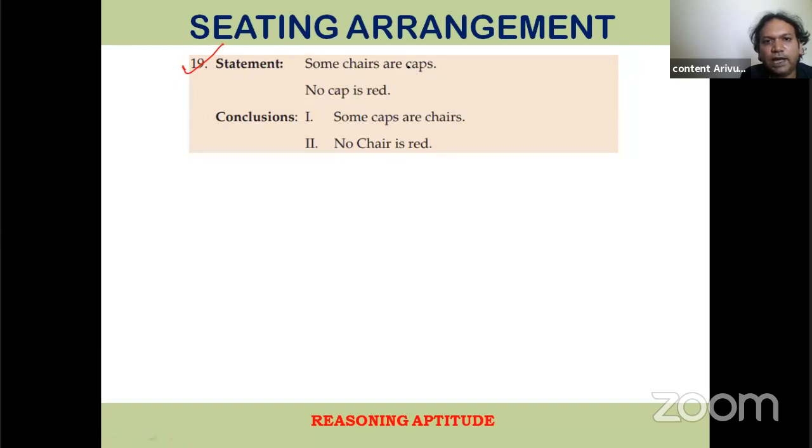Some chairs are caps. Look at the statement here. Some chairs are caps. Okay, fine. Some chairs, so this is the chair circle, are caps. So this is the cap circle.